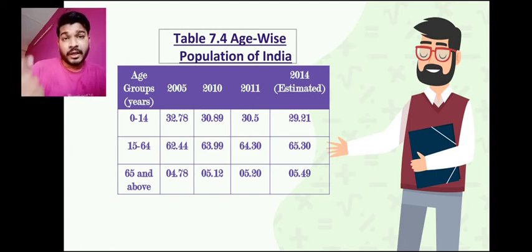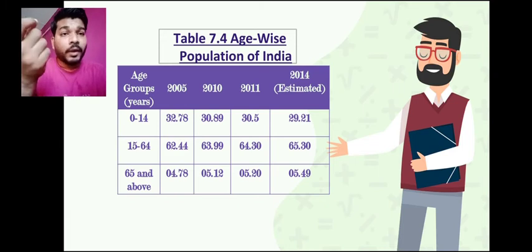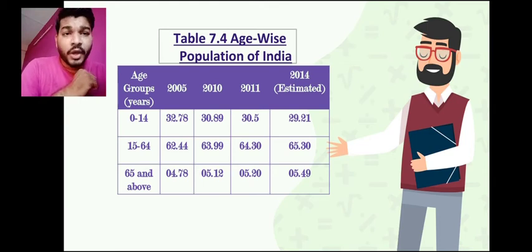So all these things are possible. Again, we can say poverty plays an important factor. Poverty also creates a lower survival rate for children in this particular category. Then comes the active force, 15 to 64. You find that 62.44, near to two thirds of the population, was in this active working population in 2005. Over the period up to 2014, we see a steady increase: in 2010 it is 63.99, then in 2011 it is 64.30, and the 2014 estimate report says it is 65.30.